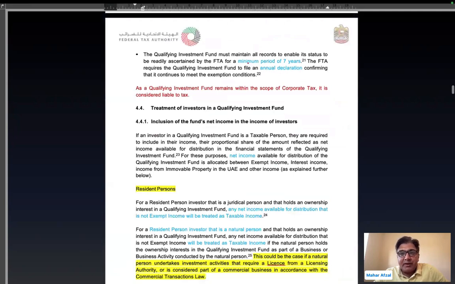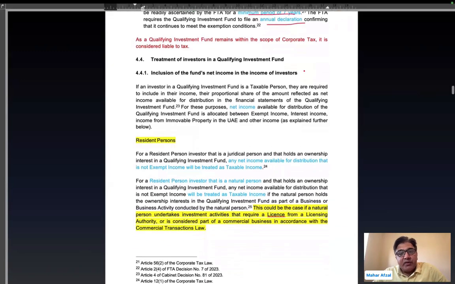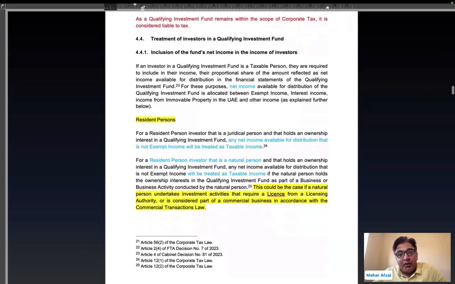You need to maintain records for a period of at least 7 years. An annual declaration is required that you are satisfying all the conditions. This declaration should be made within 9 months from the end of the relevant tax period. Treatment for the investor that we discussed. This is important: if a natural person undertakes an investment activity that requires a license from the licensing authority, it is considered part of the commercial business.